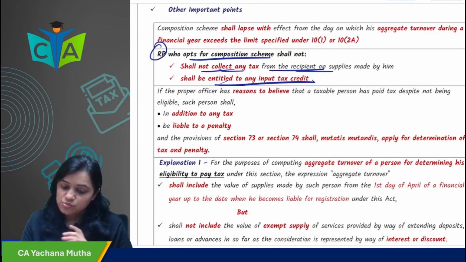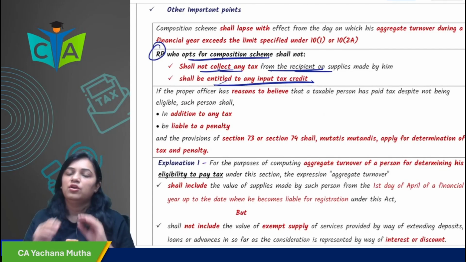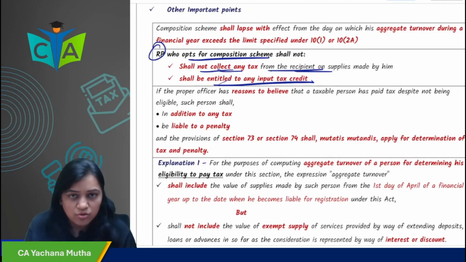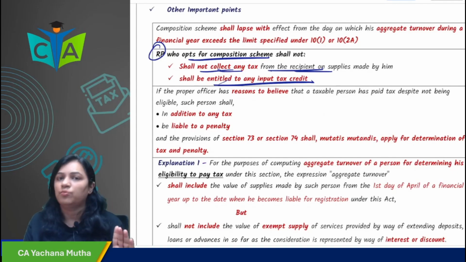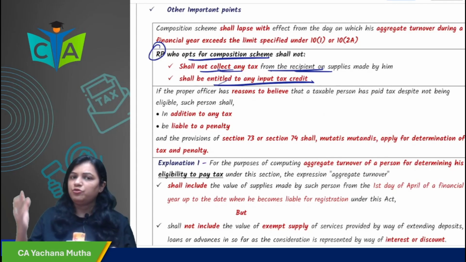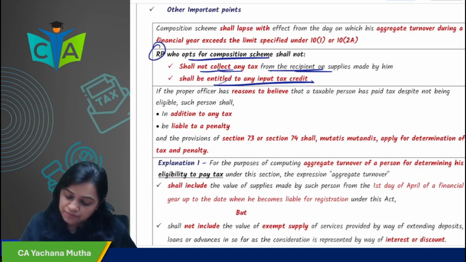You understood this point? If you are a registered person who has opted for composition scheme, please don't collect tax from the recipient, you are not allowed to collect tax. And second, input tax credit, you are not allowed to take any input tax credit. Output you have to pay on fixed rates, input tax credit you cannot take, okay.